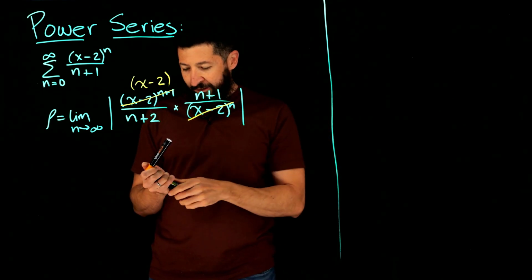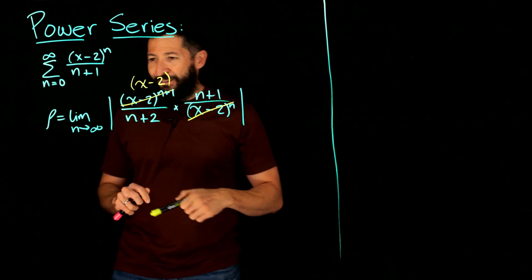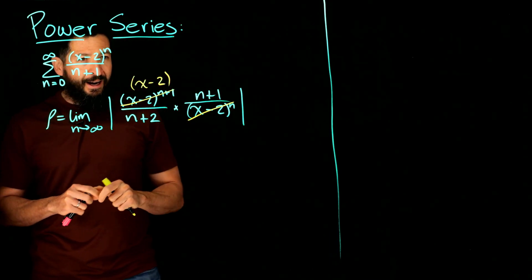Now here you cannot cancel. Some people will say, well, I have n plus 1 here and n plus 1. No, no, no. You cannot cancel across an addition. You can only cancel across multiplication.